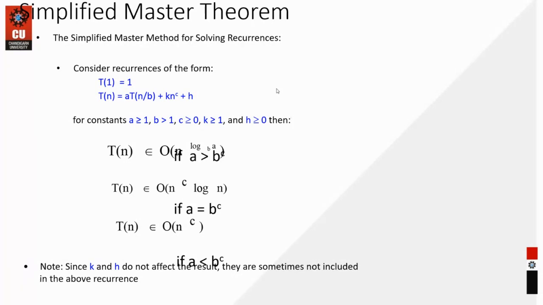So for these constants: a greater than 1, b greater than 1, c greater than or equal to 0, k greater than or equal to 1, h greater than or equal to 0. Suppose I am taking this value.